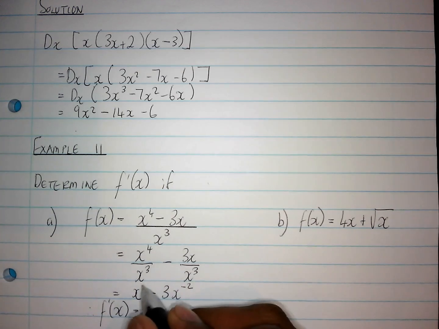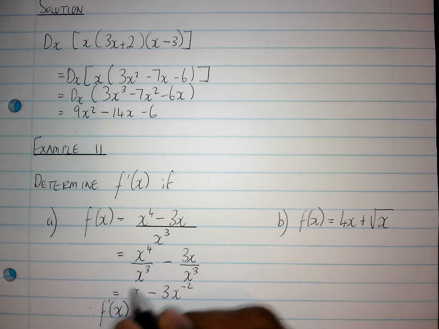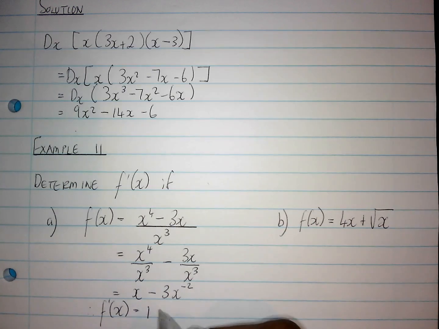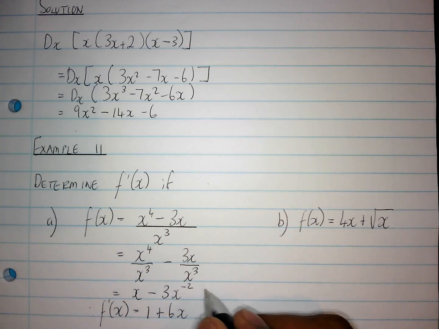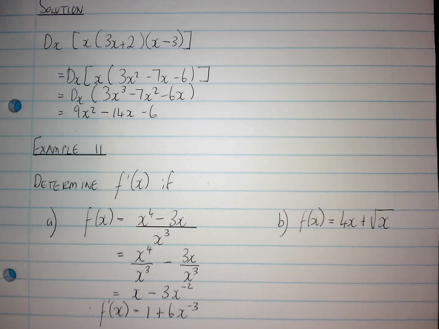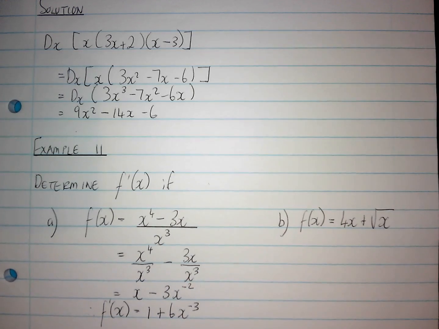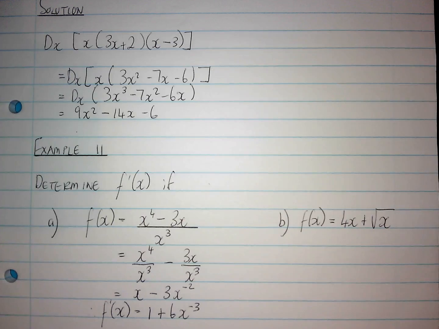So it's going to be 1. Remember, if your variable is equivalent to 1, then negative 2 times negative 3 is going to give us positive 6. Then x, negative 2 and negative 1 is going to give us minus 3. So that is going to be the derivative of f for a.